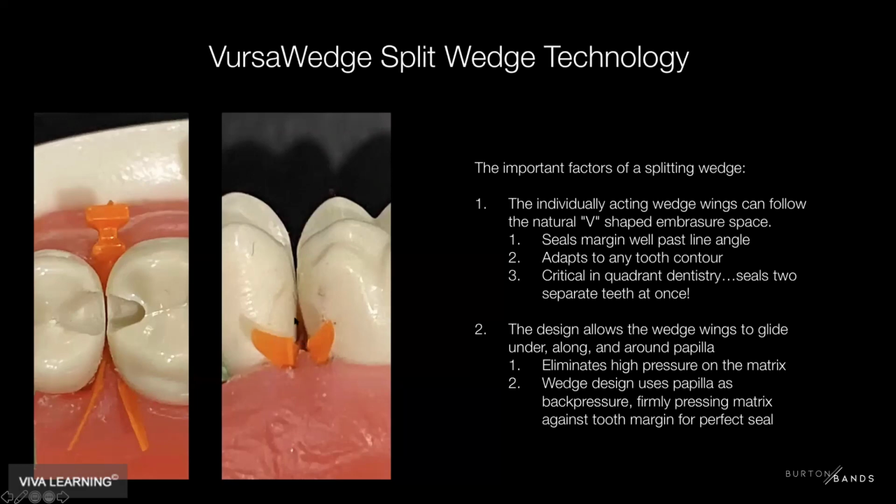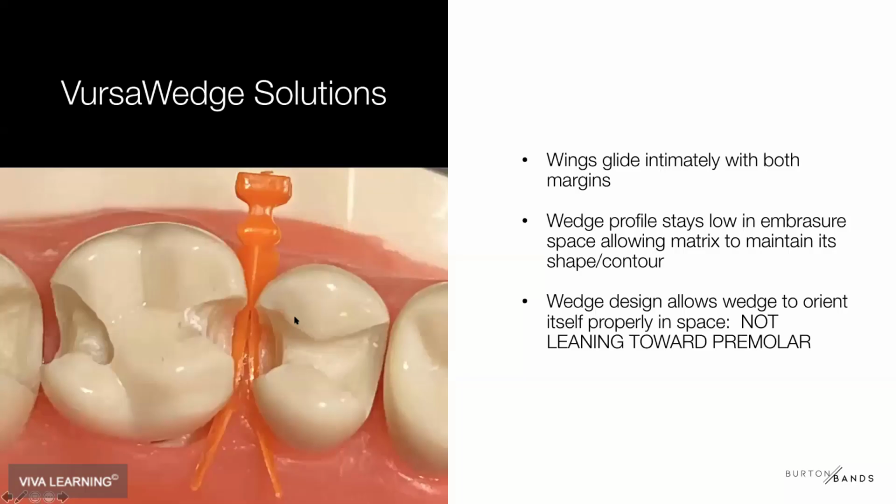And this eliminates the high pressures on the matrix, and that's important. So going back to that diagram, the Dentec example, this is the same situation that I had those other wedges in. And you can see how different it is when you place a VersaWedge in there. This wing is following this gingival margin all the way through the embrasure, past the line angle on both teeth. And these are differently contoured teeth. The molar doesn't start its turn until about here. The premolar starts its turn about here. And so we need a wedge that can seal both margins without adversely affecting or failing to seal the other.